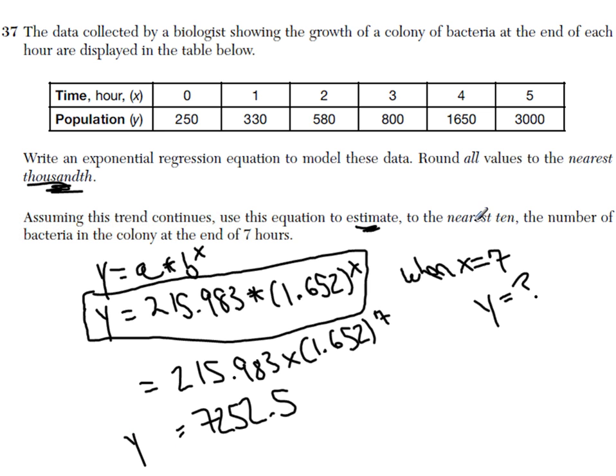Okay, now we have to round it to the nearest 10. So that's going to give us roughly 7,250 for the population at the end of 7 hours.